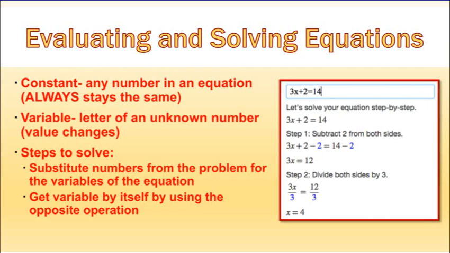You always start with the one that does not have the variable with it. So they did 14 minus 2 on one side. Now you have 3x equals 12. Your last step is to divide by 3 on both sides to get x by itself. So x can only equal 4. Your first step is always going to be add or subtract. Your last step is going to be either multiply or divide.